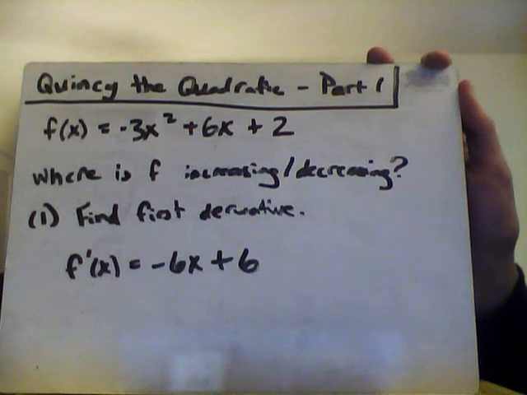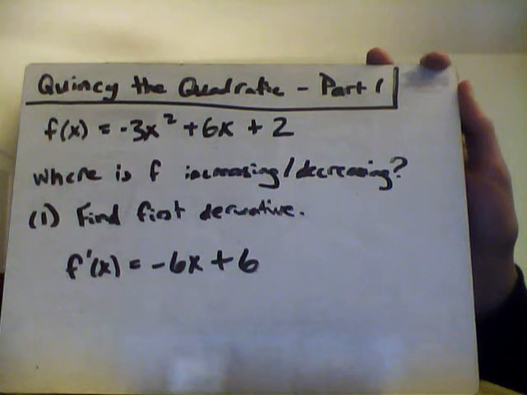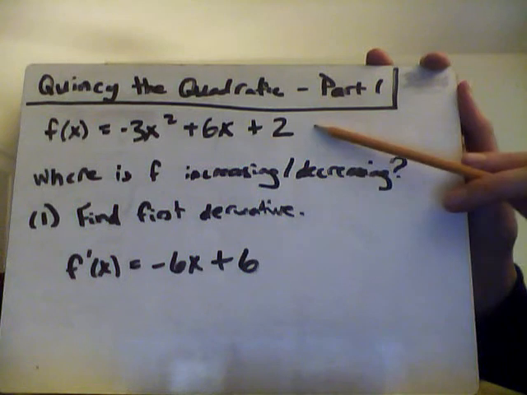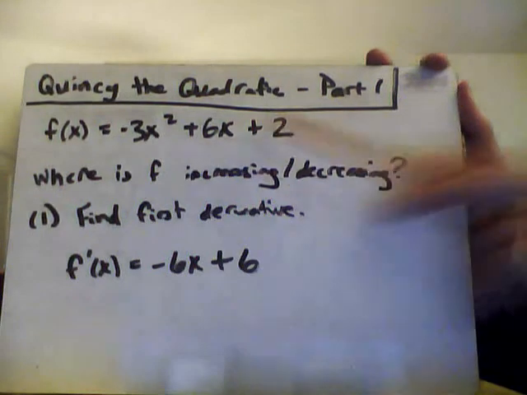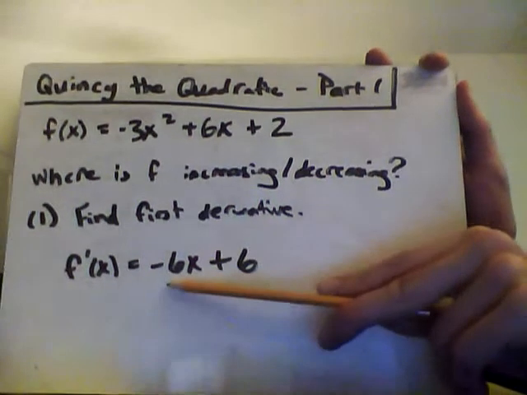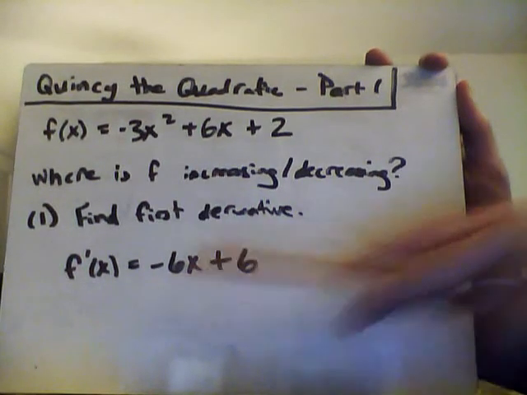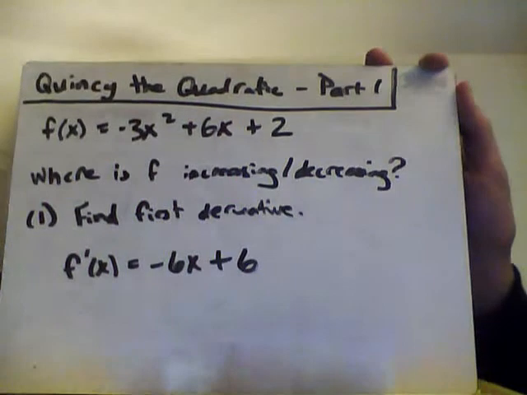All right, if the derivative is positive, the function is increasing. If the derivative is negative, the function will be decreasing. So it stands to reason that the first thing we should do when we're trying to find out whether a function increases or decreases is find the derivative of that function. This is a pretty simple polynomial. You just use the power rule to figure out that f prime of x is equal to negative 6x plus 6.